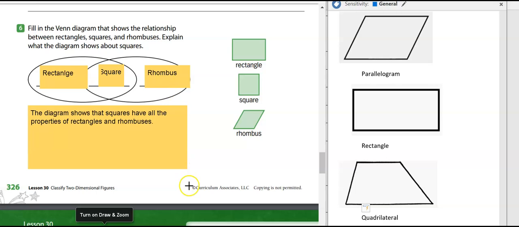Now at this time, you are going to complete pages 327 and 328 on your own. If you need assistance, please be sure to view this video again to help you.